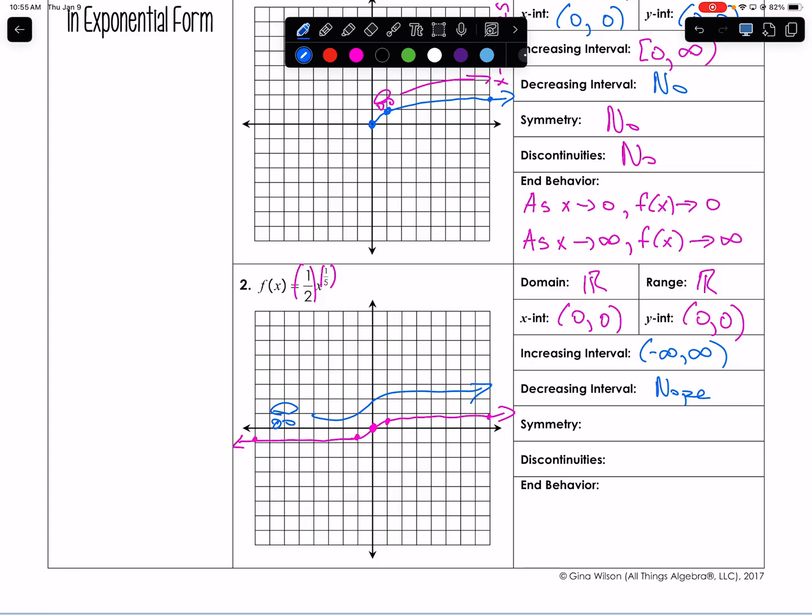Symmetrical in what way? Origin. Discontinuity? No. End behavior. So as x goes this way, what's y doing? So as x goes to infinity, y is going where? Also infinity. As x goes this way to negative infinity, what's y doing? Negative infinity. Okay? Those arrows really help.